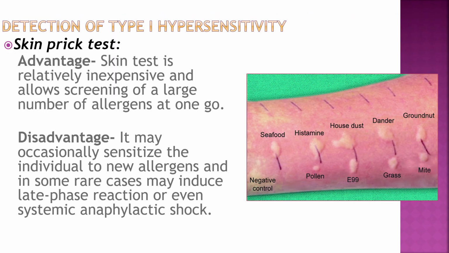Detection of type 1 hypersensitivity. The skin prick test, pricking the skin with the required antigen. Advantage: the skin test is relatively inexpensive and allows screening of a large number of allergens at one time. Disadvantage: it may occasionally sensitize the individual to a new allergen, and in some rare cases may induce a late phase reaction or even systemic anaphylactic shock.